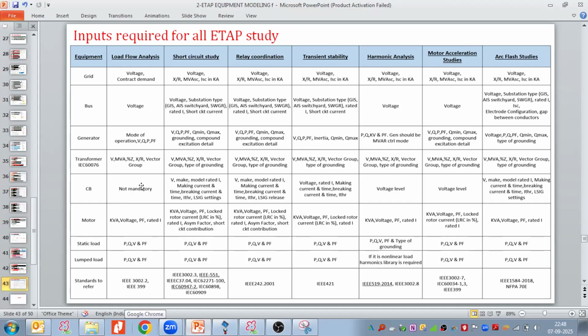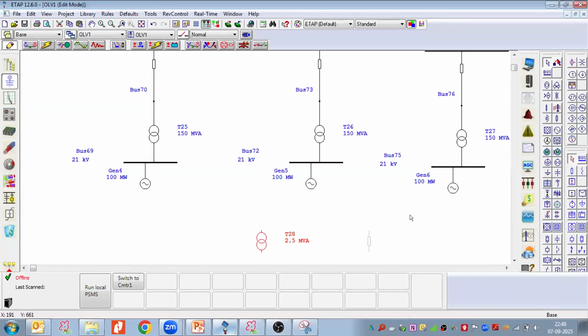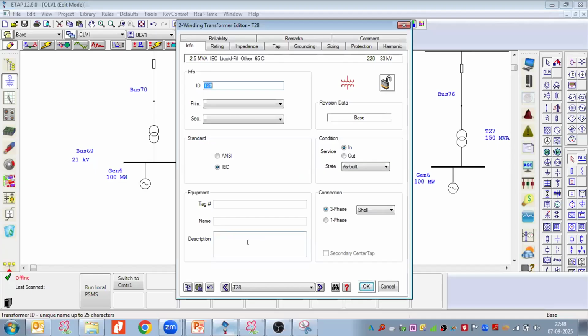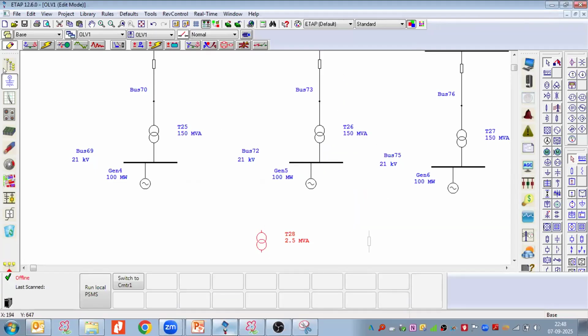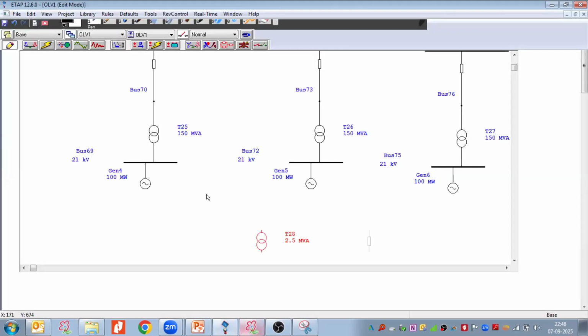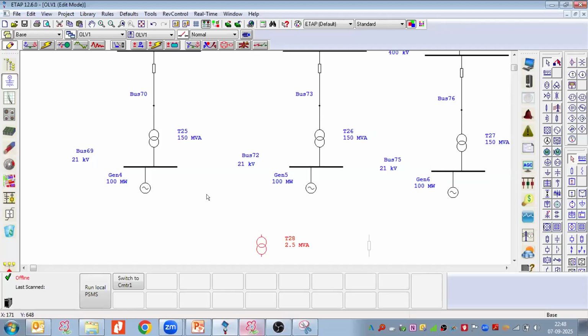So for each analysis purpose, for the equipment, what input is required, I have listed over here. So you can take reference of these inputs, then go to ETAP, drag and drop the equipment, double click, and then the editor block will open, and then you can enter those values. And thereafter, you see what study you need to run, and then you can select the study and run the study. Okay, so let us run the load flow analysis study.